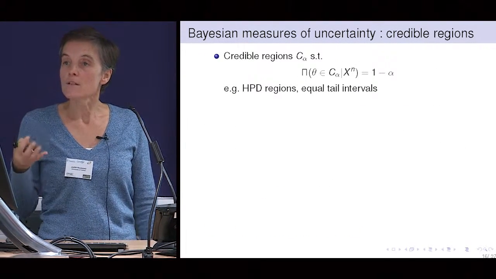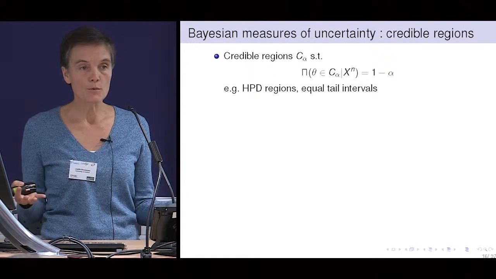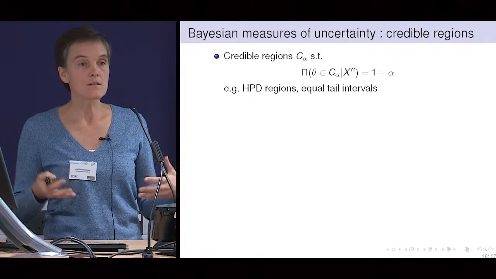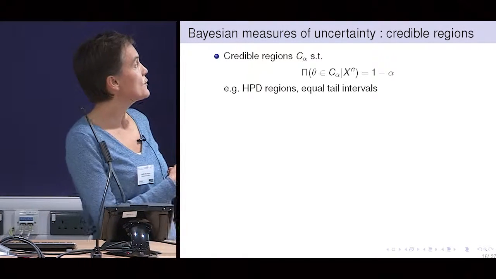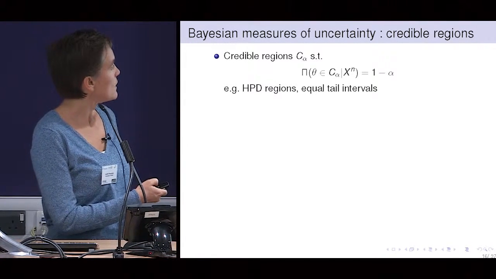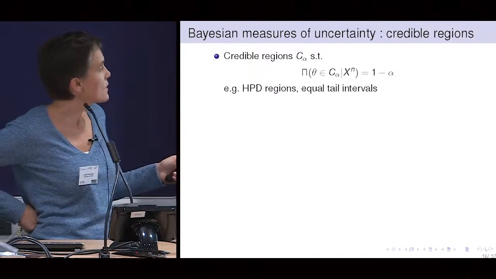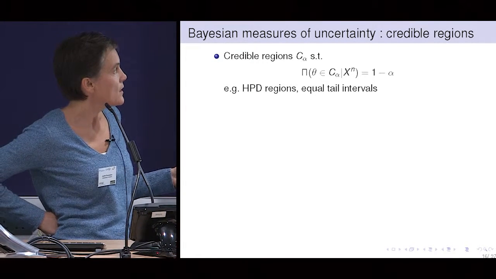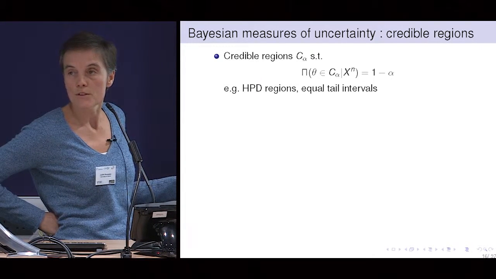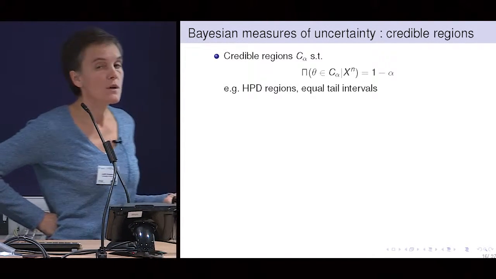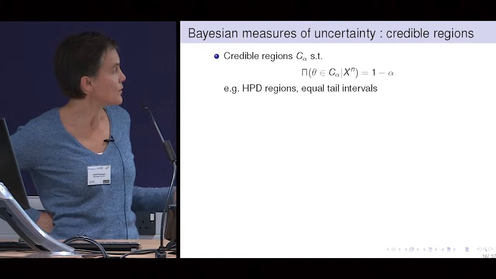But that's only concentration rates. Does it tell us something about measures of uncertainty? If I consider a credible region, is it also going to be a confidence region asymptotically? It's not quite clear. So what does it mean to look at credible regions? It means that I'm looking at a ball, for instance, or a region C alpha, such that the posterior probability of belonging to C alpha is equal to 1 minus alpha. That's the definition of a credible region.